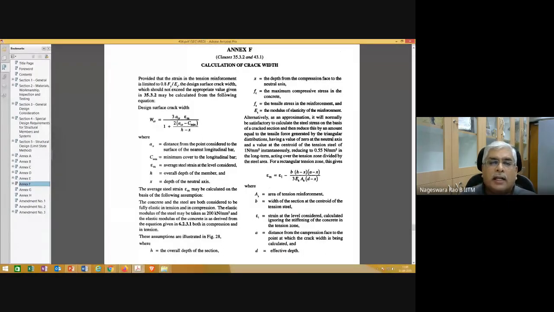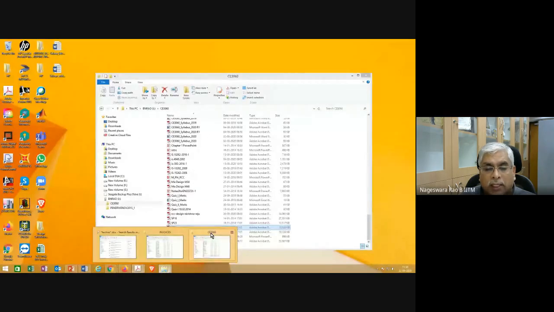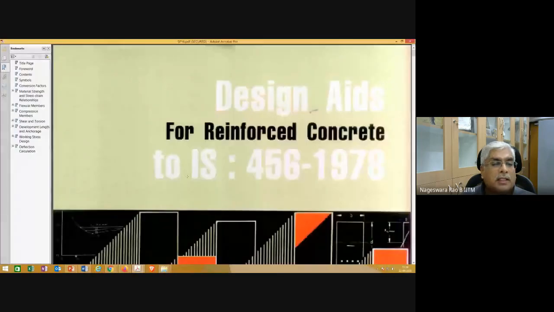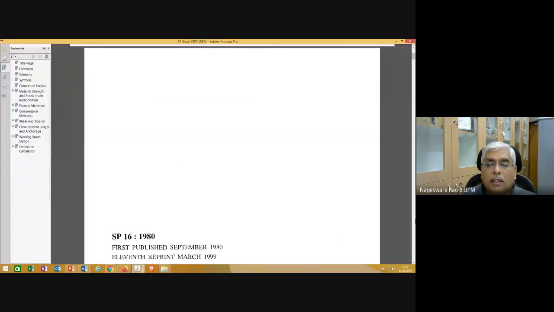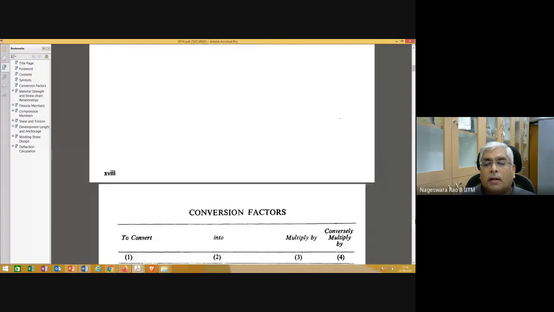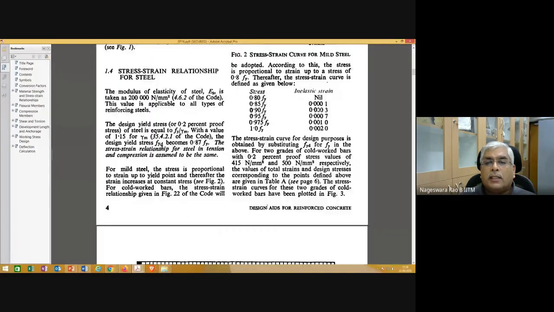Okay, so let's read this. Provided that the strain in the tension reinforcement is limited to 0.8 Fy divided by Es. So whatever procedure is given is valid only if the strain in the tension reinforcement is limited to, or less than, 0.8 Fy divided by Es. What is this 0.8 Fy divided by Es? You need to go back to your stress strain curve for steel, or we can go to SP16. We have already noted all this here. We just see this one here.